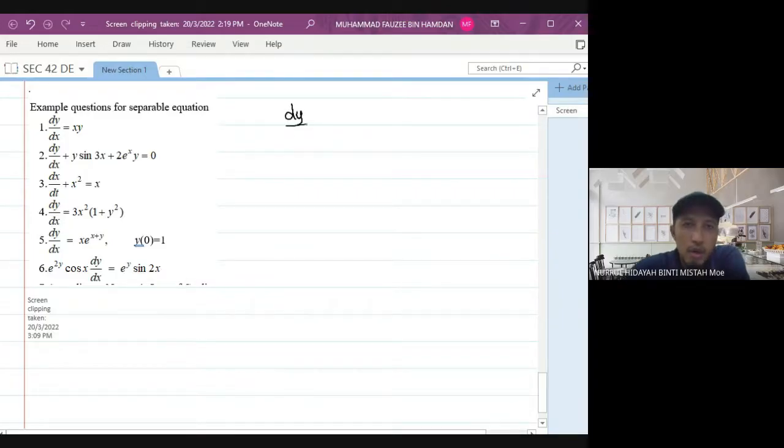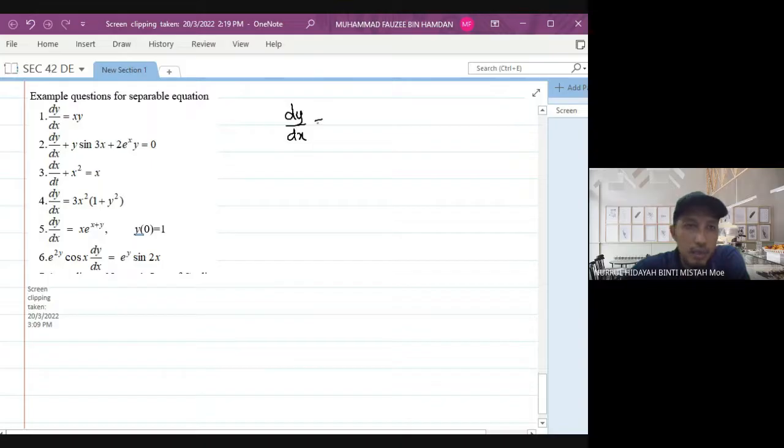dy over dx equals xy. Okay, so this is very clear. We can separate. Separate into the left side, we have dy over y, equal to x dx. Okay, so next we need to integrate with respect to x on the right side, and we integrate with respect to y on the left side of the equation.